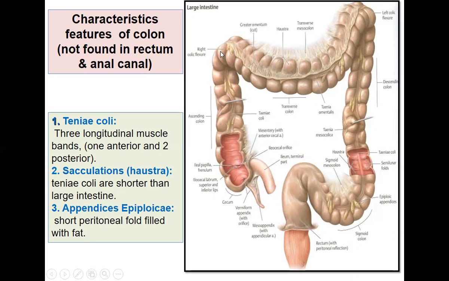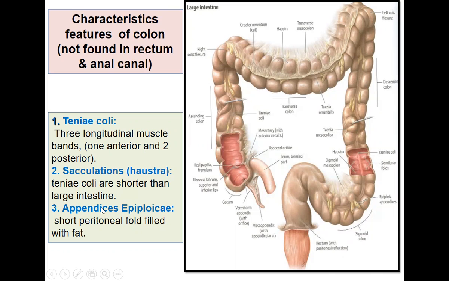These are called sacculations or haustrations. This is the inside view of how these sacculations or haustrations look. The taenia coli are shorter than the large intestine, which makes the whole large intestine form small bags. These are called the haustrations, or sacculations, sacs, bags.